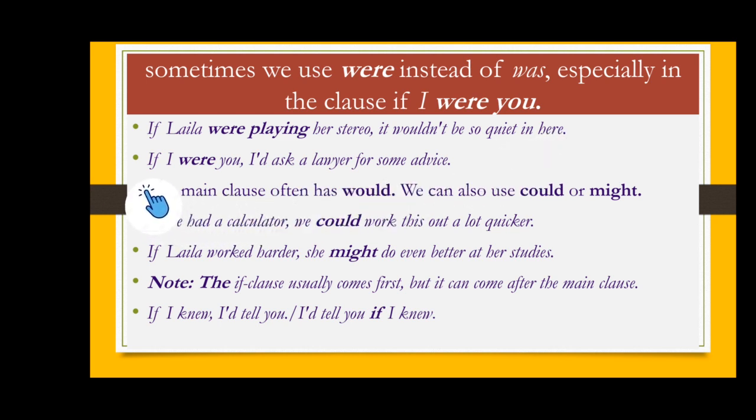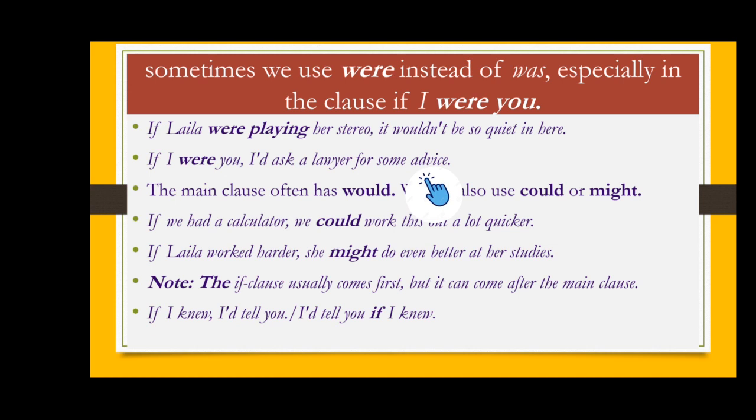Second example, if I were you, I would ask a lawyer for some advice. You can see here that it is if I were you, not if I was you, because I'm just imagining a situation. I'm just making an unreal situation because something is not true in the present time. So if I were you, I would ask a lawyer for some advice. I am not you actually. I am someone else, right? So that's why, if I were you, I would ask a lawyer for some advice.